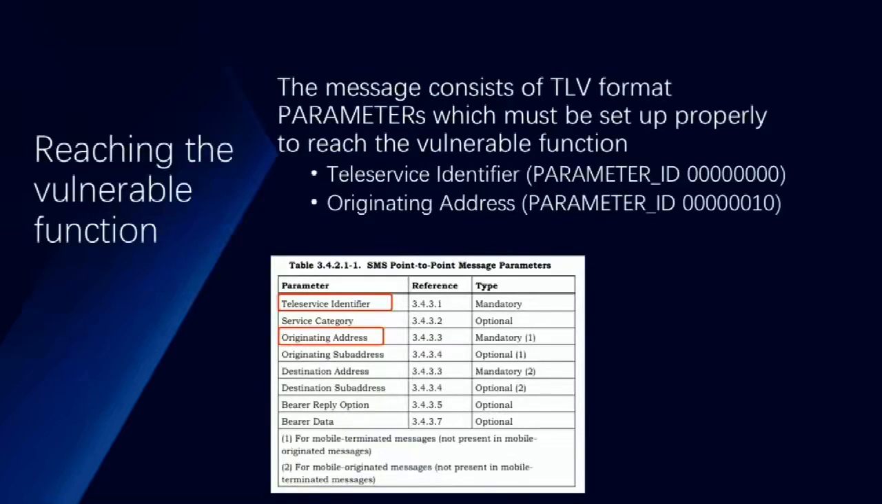Next, the message actually consists of several TLV-format structures. They call them parameters in the specification. This is a list of the parameters. Hope you can see it clearly. The two marked in red are mandatory fields. We have to set the teleservice identifier and the originating address.